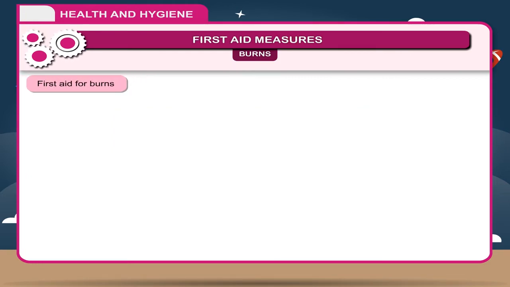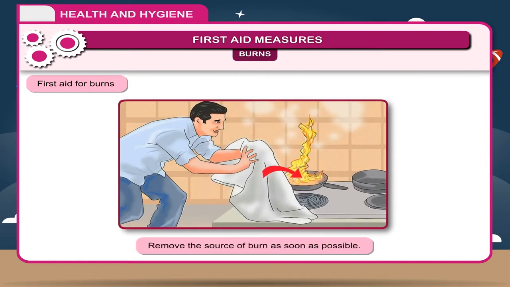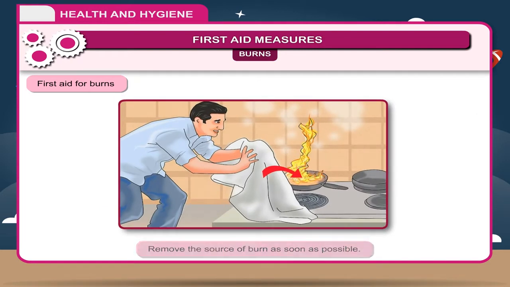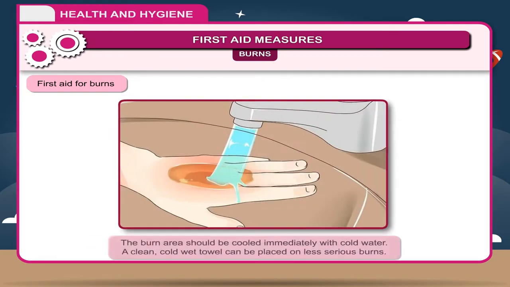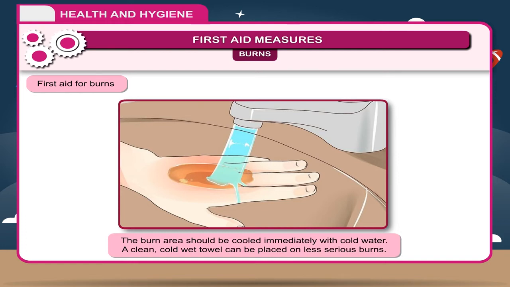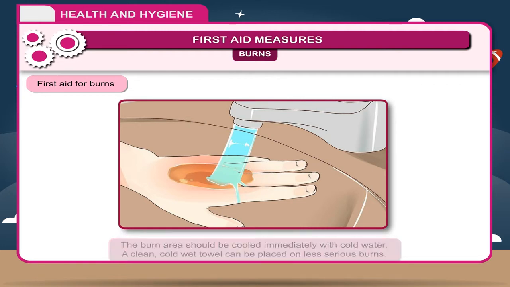First aid for burns. 1. Remove the source of burn as soon as possible. 2. If clothes catch fire, roll on the ground or wrap the victim in a blanket. 3. The burn area should be cooled immediately with cold water. A clean, cold wet towel can be placed on less serious burns.